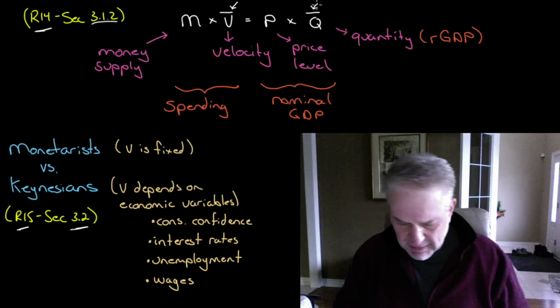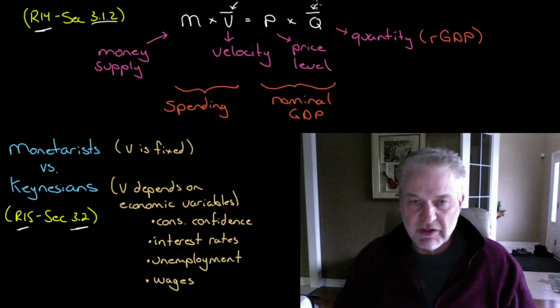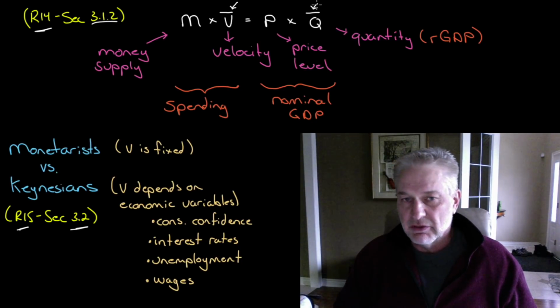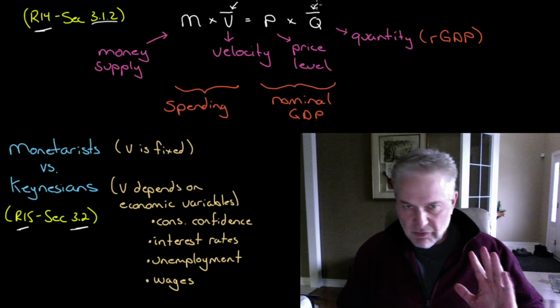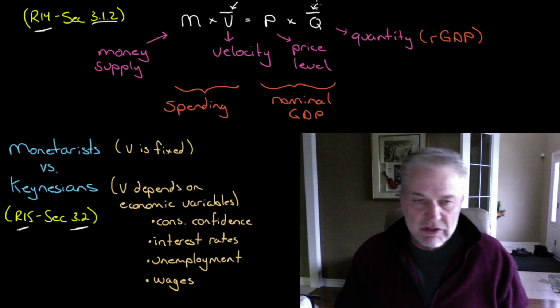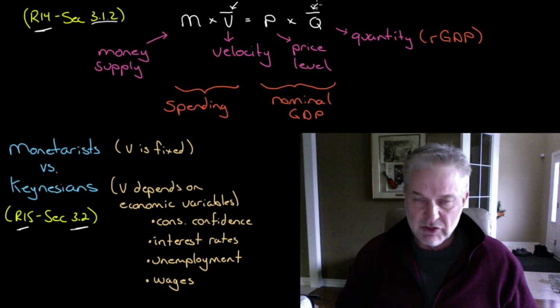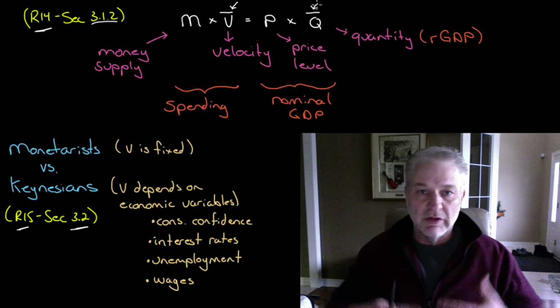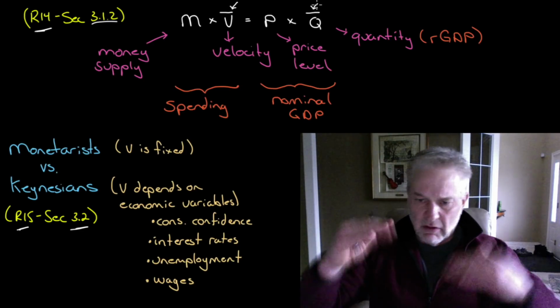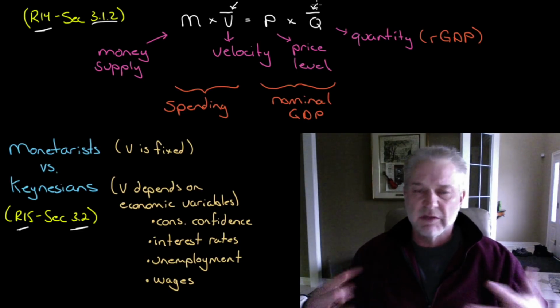So let me lay out this model here. M times V equals P times Q. M is the money supply. And there are lots of different measurements of money supply. M2 is the common one used. However, there are some criticisms of using just M2 because it weights every component identically. It assumes that all the components of money supply are perfect substitutes.